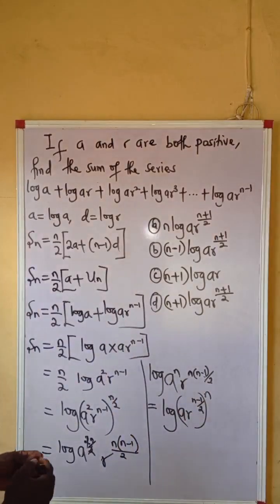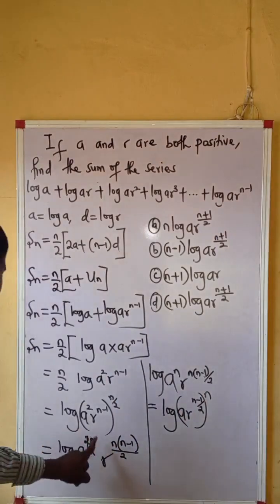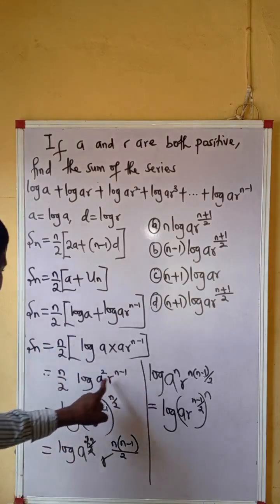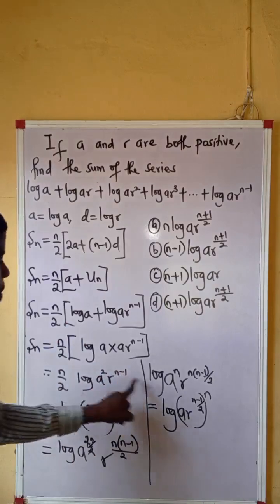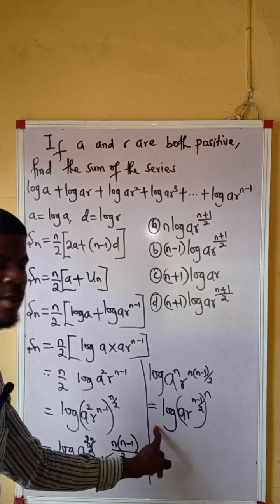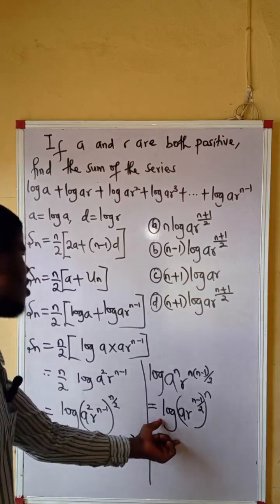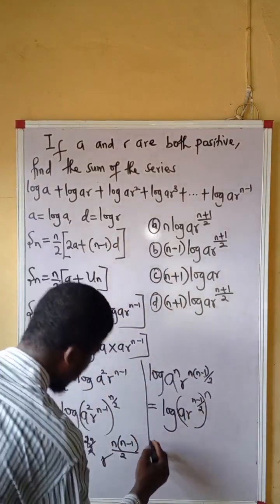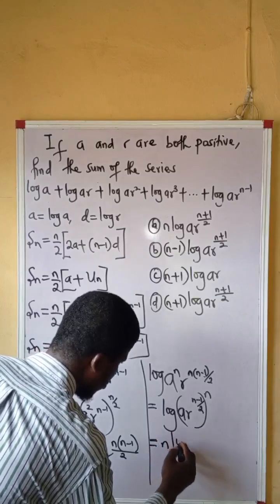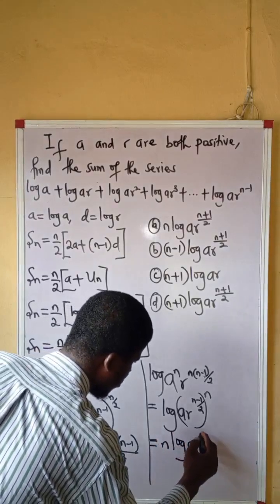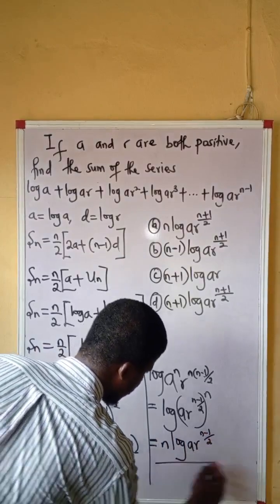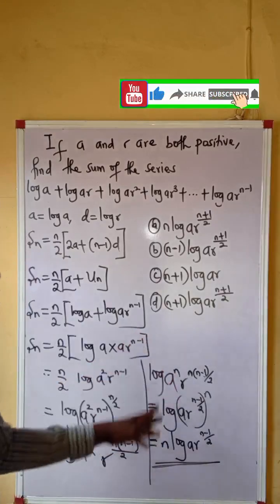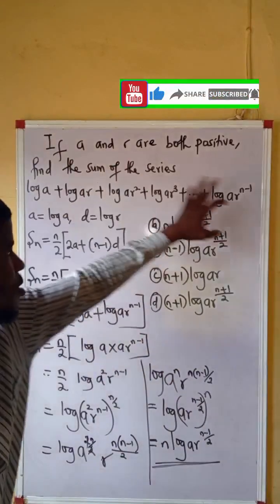Okay, so taking the reverse of the law that we applied earlier, when we said this n over 2 will become the power of a squared r to the n minus 1, the n can come back. You see, we are trying to write our answer in the format in which the options are given. So if this n comes back, it will be n log of a r to the n minus 1 all over 2. And this gives the sum of the first n terms of this series.